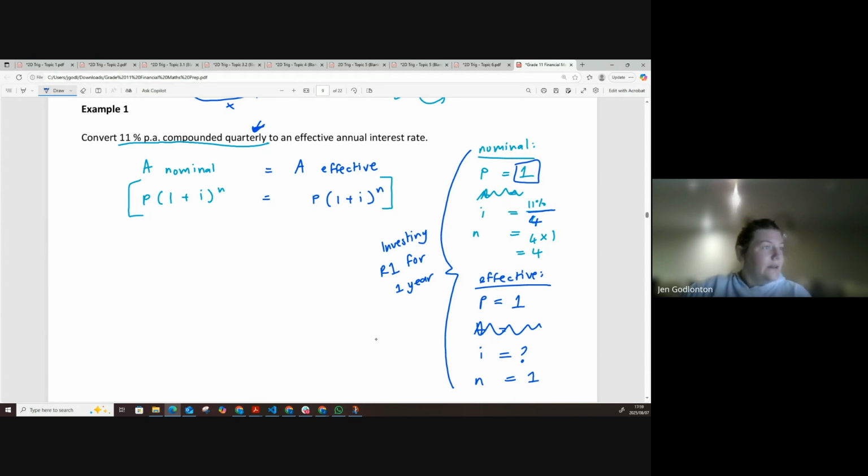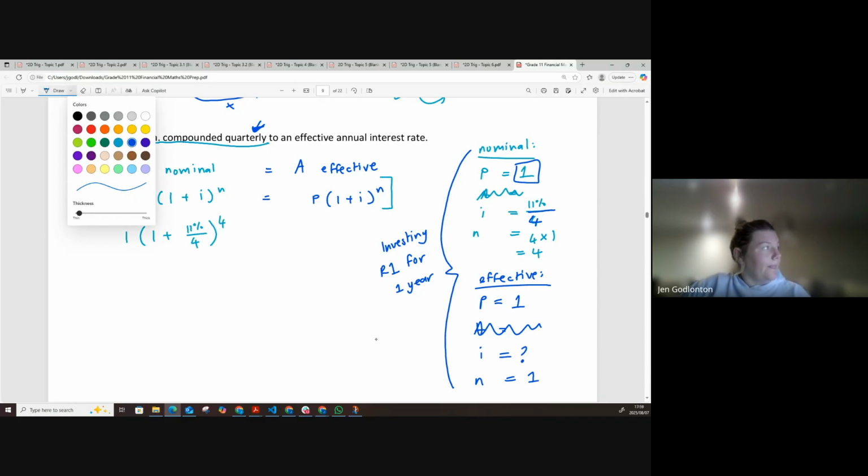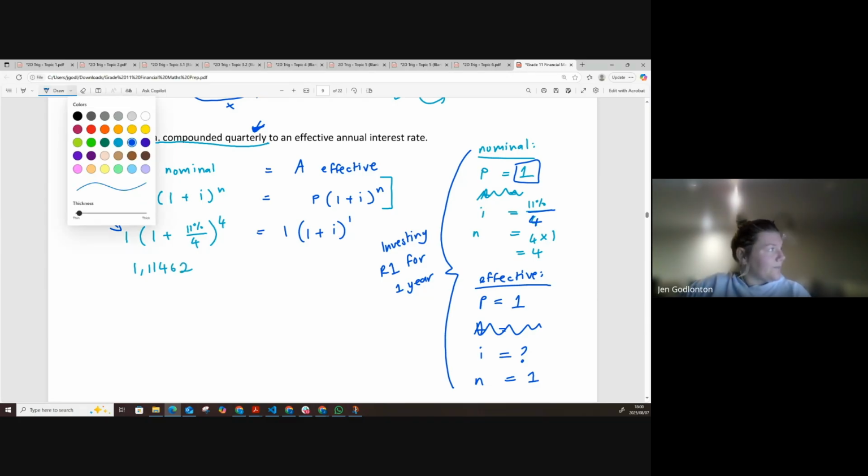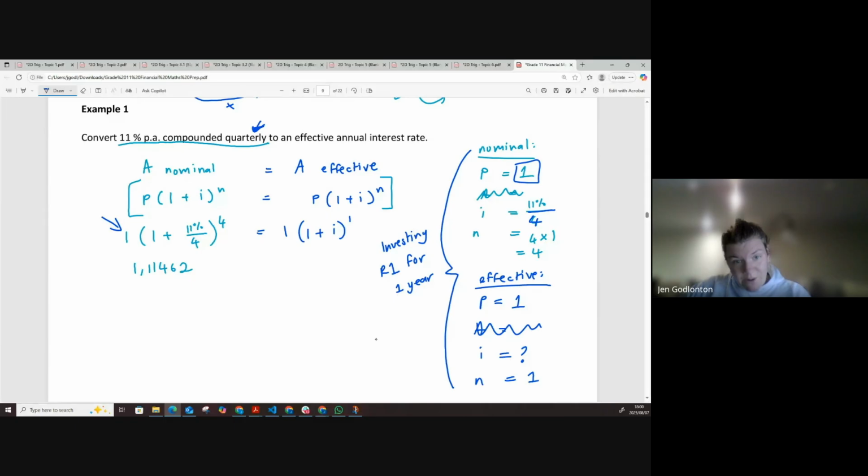Okay. So now we're just going to put that information into our equation that we've got over here. Our P is 1. Then we have 1 plus 11% over 4 to the power of 4. And that is equal to 1 times 1 plus I, which we don't know, to the power of 1, because that's my n value. I can then just put all of this into the calculator exactly like that because I have all of my information, and I land up with 1.11462. And this is to the power of 1, so we don't need to really worry.